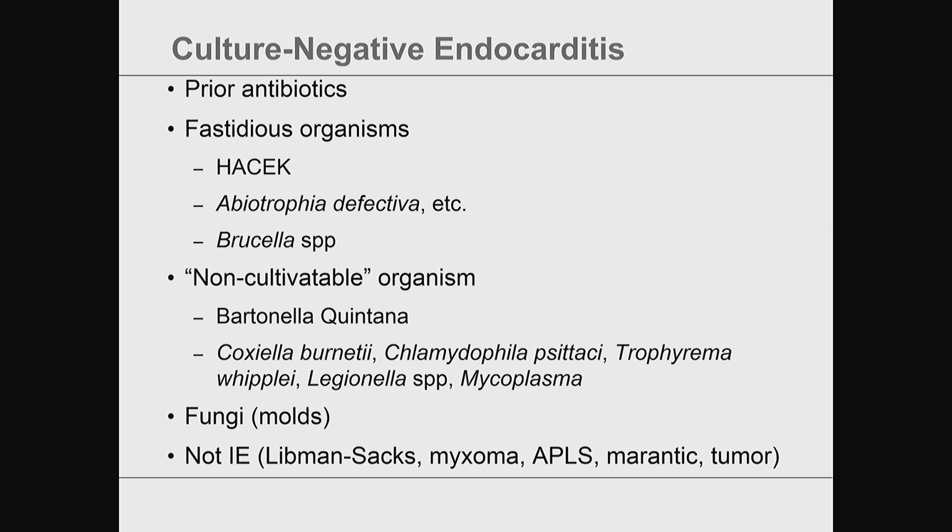Some other reasons for having culture-negative endocarditis in patients who were not started on antibiotics prior to obtaining cultures is that you have fastidious organisms, or ones that are historically a little bit harder to culture, such as the HACEK organisms that we reviewed, or the nutritionally variant Streptococcus organisms, such as Granulicatella or Abiotrophia, or the Brucella species. Then we have some that we refer to as the non-cultivable organisms, such as Bartonella, Coxiella, and some of the others that I have listed there. Fungal, such as molds. Or the patient actually doesn't have infective endocarditis. They might have Libman-Sacks, or myxoma, or marantic, or a tumor.